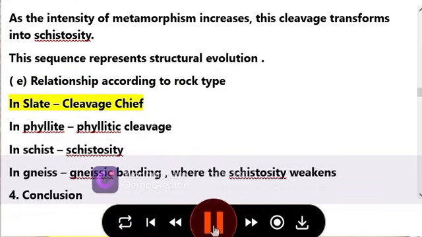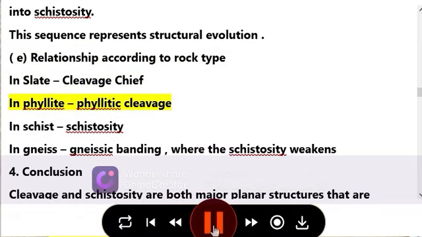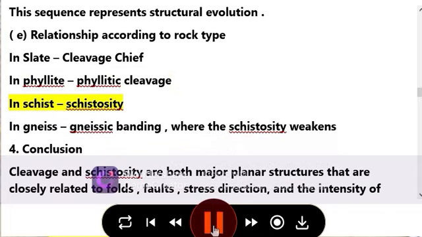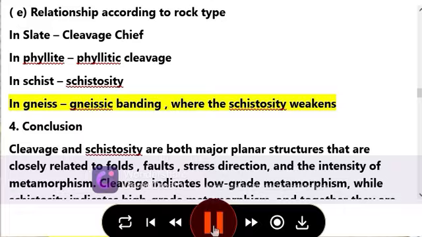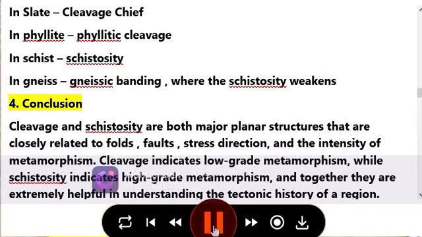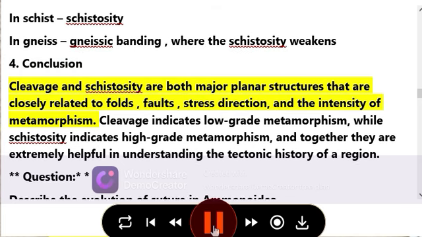E. Relationship according to rock type. In slate, slaty cleavage. In phyllite, phyllitic cleavage. In schist, schistosity. In gneiss, gneissic banding, where the schistosity weakens.